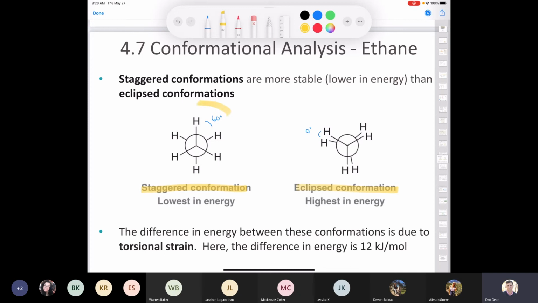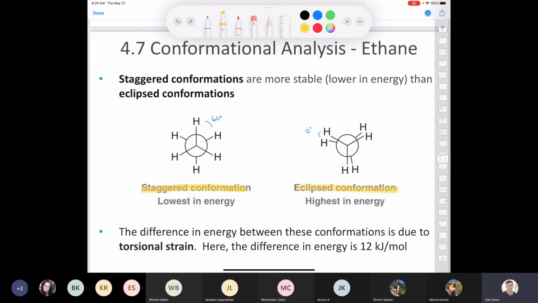Just think about it. Everything here is distance. Remember VSEPR theory, valence shell electron pair repulsion theory? What was the whole idea? That atoms wanted to get as far away from each other as possible. And we see the same thing here. In this conformation, you see that we have all those bonds getting closer to each other, and so it creates what we call torsional strain. The difference in energy between these conformations we call torsional strain, and here the difference in energy is 12 kilojoules per mole.